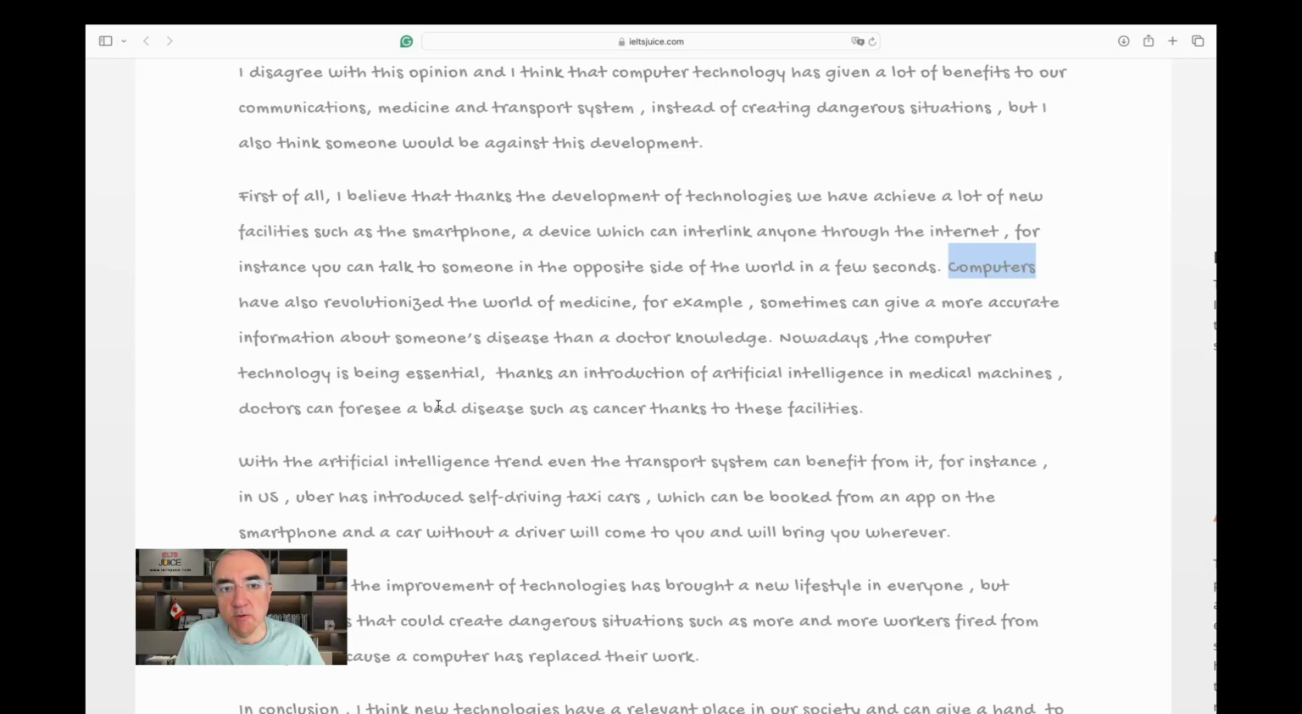Nowadays, the computer technology is being essential. The computer technology is being essential. It is essential. Why is it being essential? Why is it present progressive? It feels like you want to say, I don't know, I am loving pizza. If you love pizza, generally, it doesn't matter when you eat it. So it's generically correct. I prefer pizza to hamburgers, for example. So why all of a sudden it's just, I am loving pizza?